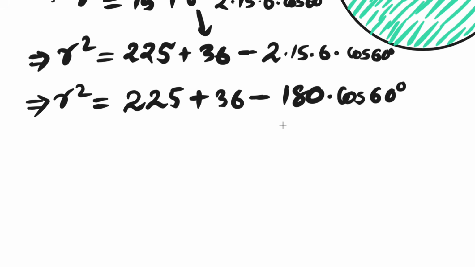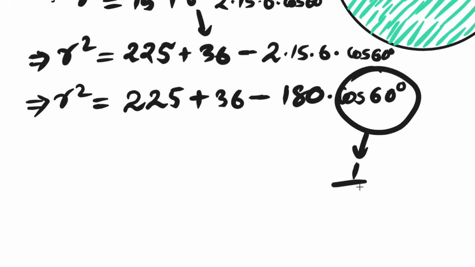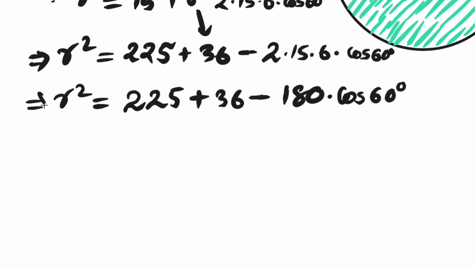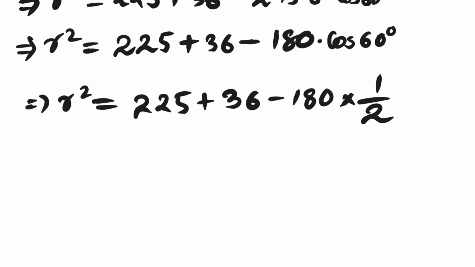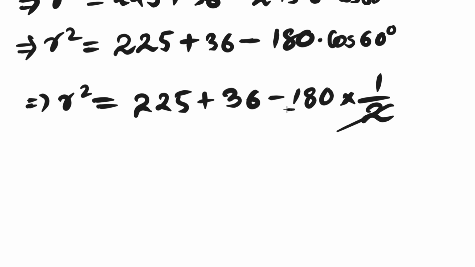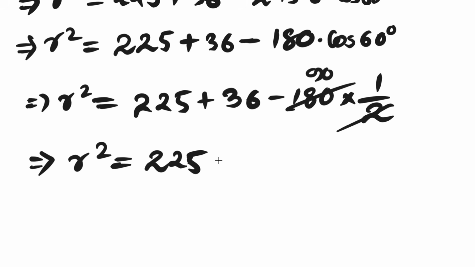Next, we use the standard trigonometric value that the cosine of 60 degrees equals 1/2. So we substitute 1/2 for the cosine of 60 degrees. This gives us r squared equals 225 plus 36 minus 180 multiplied by 1/2. Now, half of 180 is 90, so the equation becomes r squared equals 225 plus 36 minus 90.